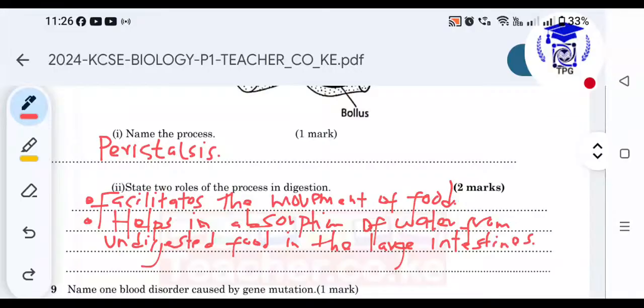That is it. Let us continue. This is very crucial. This is in the topic nutrition, form 1, and there are so many essay questions assessed from this topic. So please ensure you learn the process of digestion.